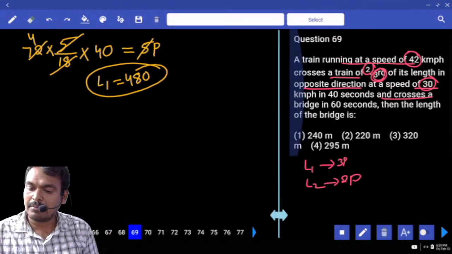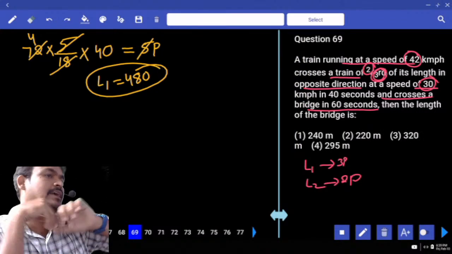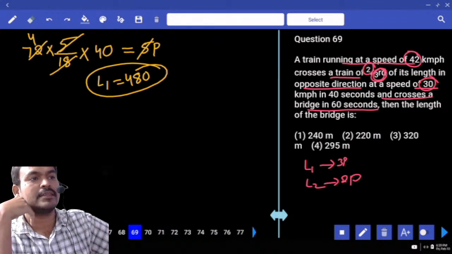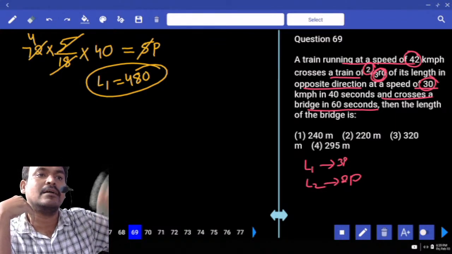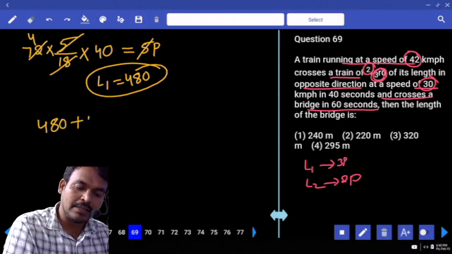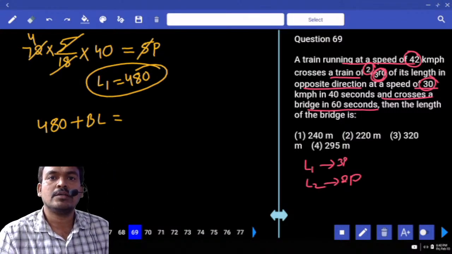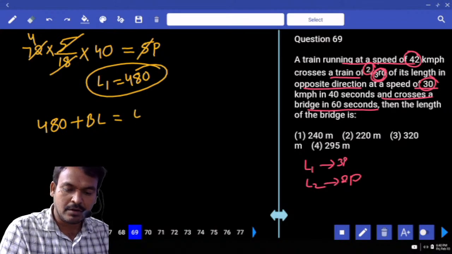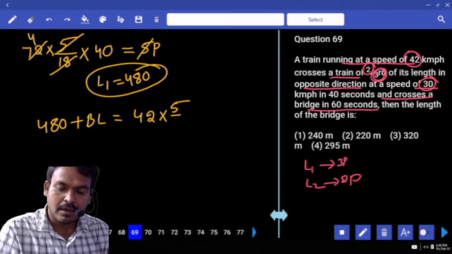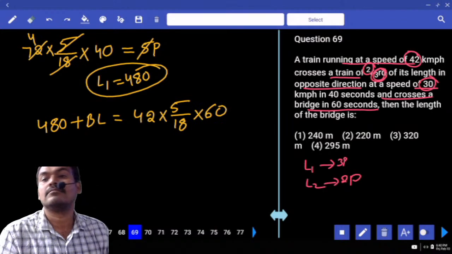What is the question here? It crosses a bridge in 60 seconds. Does the first train pass or the second train? The first train. When the first train passes a bridge, the total distance is the sum of the length of the first train and the bridge length. The length of the first train is 480 plus bridge length BL. It is equal to speed into time. The speed of the first train is 42 converted to meter per second, into 5 by 18, into 60 seconds.